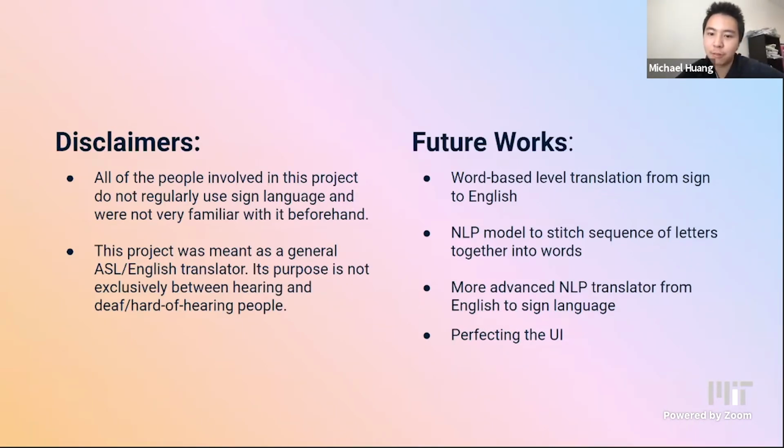planning to do that. The other thing that we plan to do is to use an NLP model to stitch together a sequence of letters into words. Currently we are just using a parser that basically parses a sequence of letters recognized from the sign into a word. And in the future, we will try to make a more sophisticated sequence to sequence model.